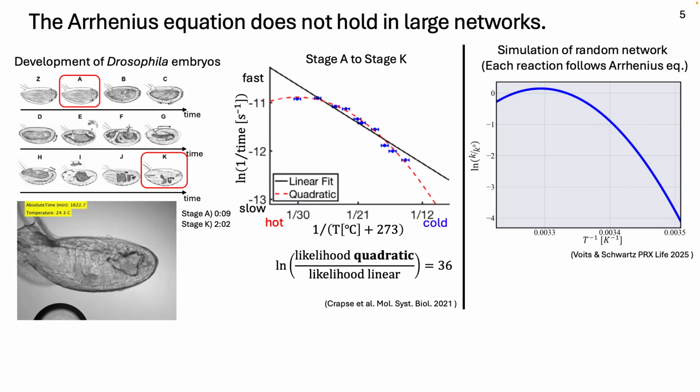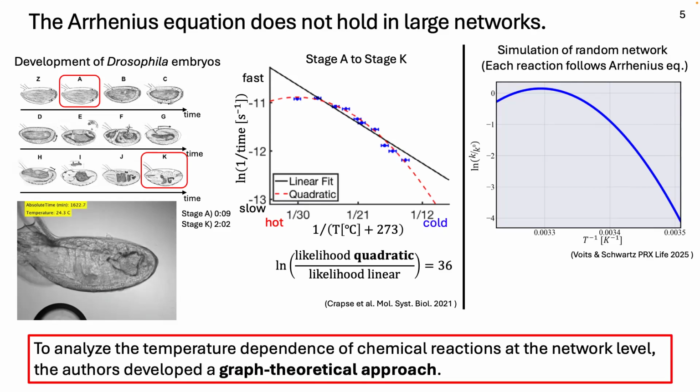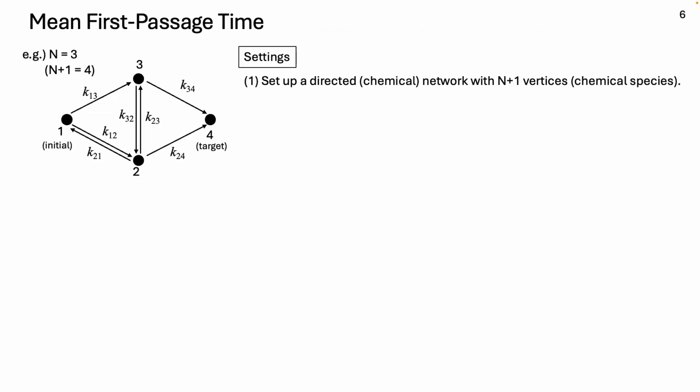And so far, there isn't a general theoretical framework to analyze this. In this paper, to analyze the temperature dependence of chemical reactions at the network level, the authors developed a graph theoretical approach. By using graph theory, they analyzed this relation. Their method is called mean first passage time.